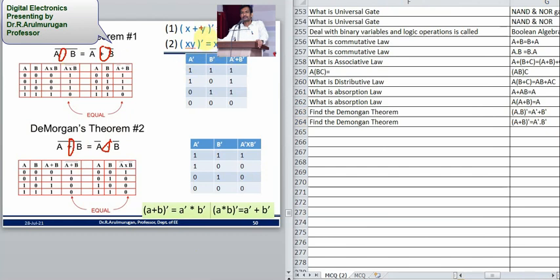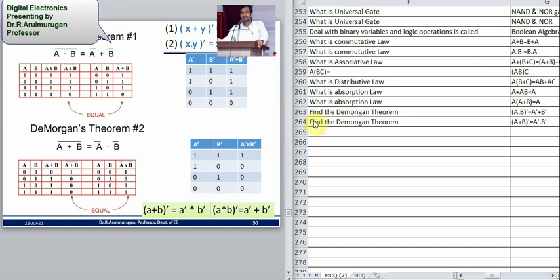So what is that one? Plus is replaced with dot, and dot is replaced with plus. Otherwise you can say, left hand side comes here, right hand side comes here: x bar y bar, or you can write x into y whole bar. Okay, so you can say it like that.